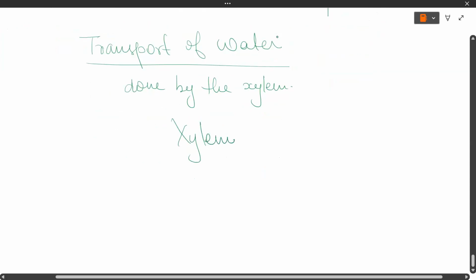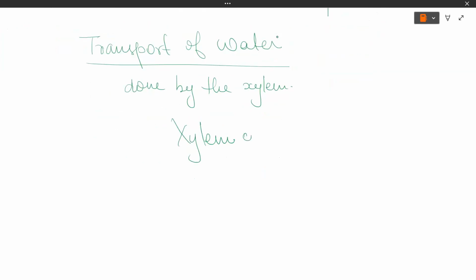Ma'am, xylem vessels, tracheids. How many components are there? First of all, tell me that. Five? Tell me what are those five components. Xylem fibers, tracheids, vessels, and sieve tubes, sieve cells. See, you people are mixing everything together. First of all, remember that the xylem components are four in number. Phloem is five.